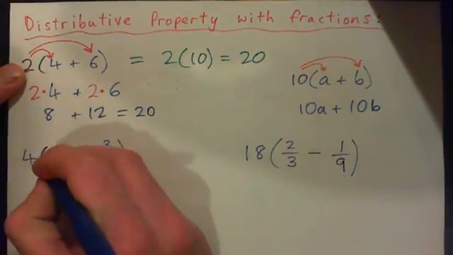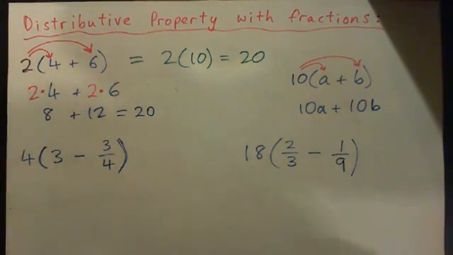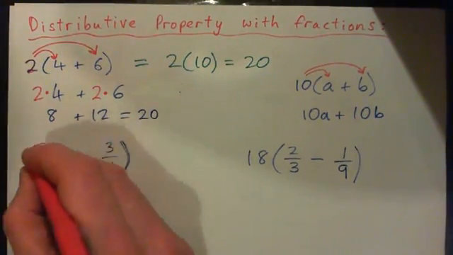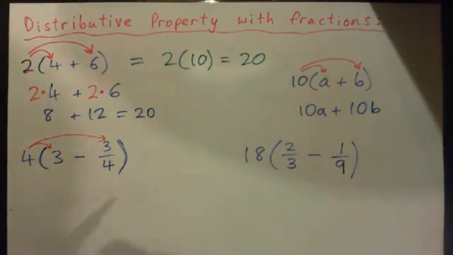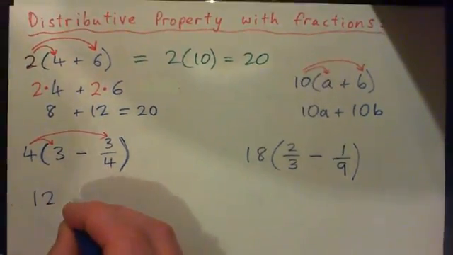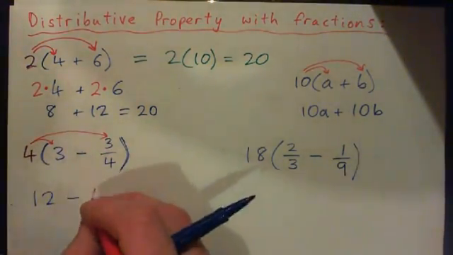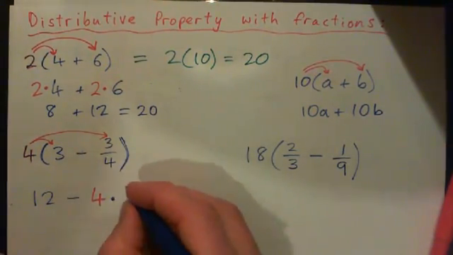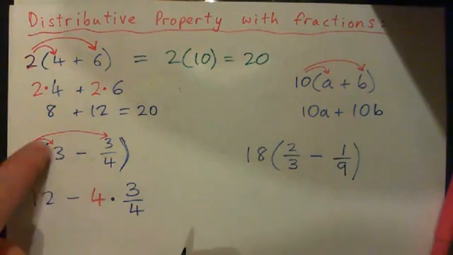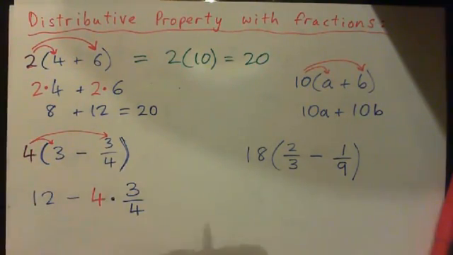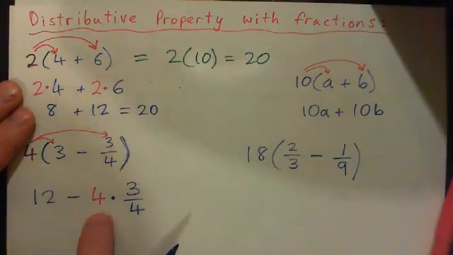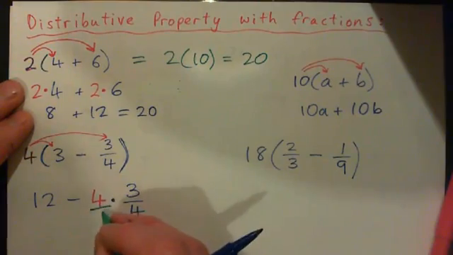So if I had 4 times this thing, the 4 is touching the parentheses. So I've got to multiply the 4 times this and then times this. Now 4 times 3, hey, that's 12. Let's just write that down. Then I'm going to do 4 times 3/4, right? So I get 4 times 3 is 12, and then 4 times that is that. And now I'm going to calculate this. Now hold on a second. Can you write 4 as a fraction? 4 as a fraction is 4 over 1, right?